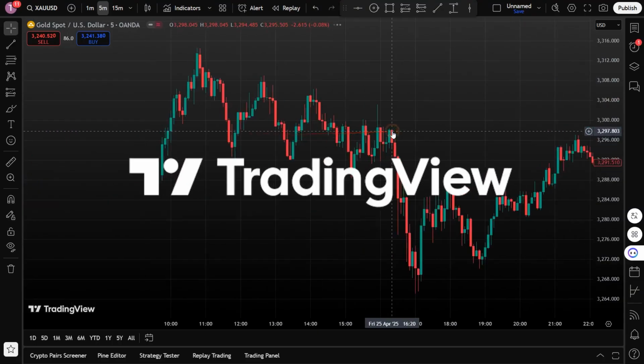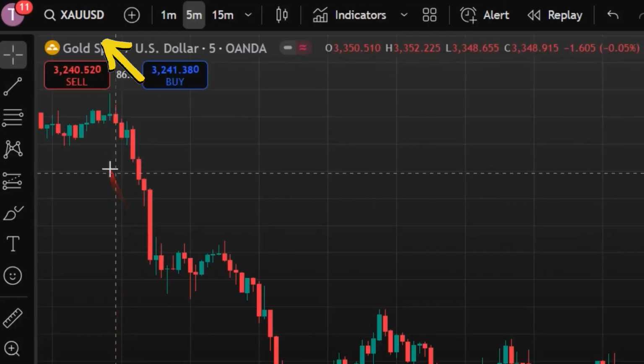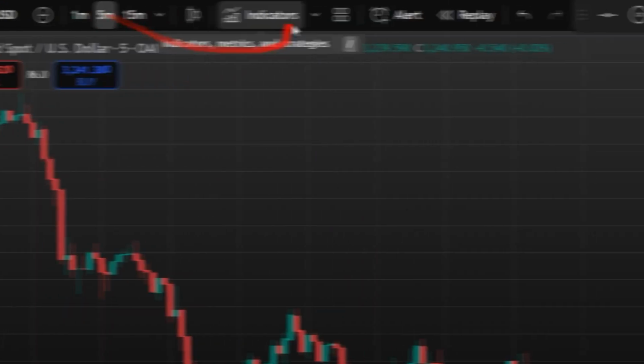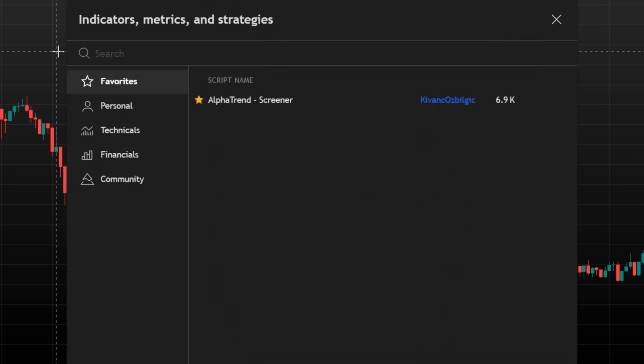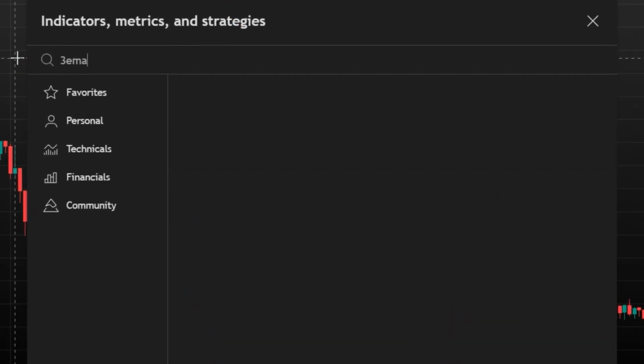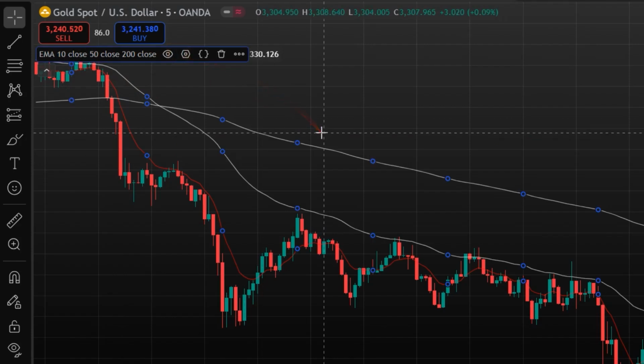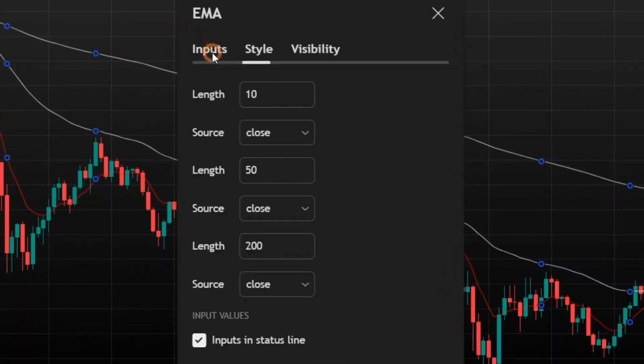First, open your TradingView chart and select the symbol XAUUSD with the 5-minute time frame. Now go to the indicators section and search for 3MA, a free built-in indicator. Click on it to add it to your chart. Let's change the default settings to improve the strategy.